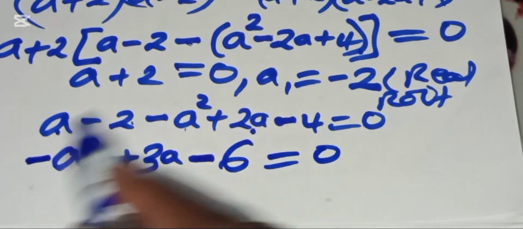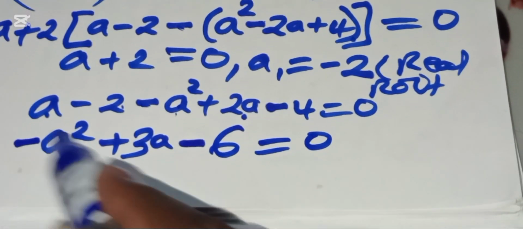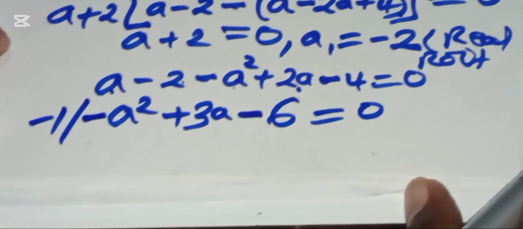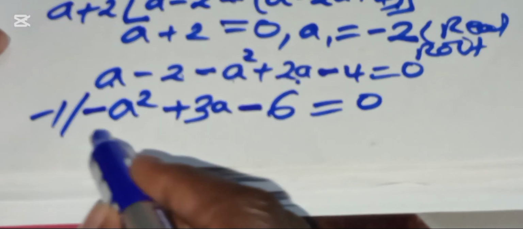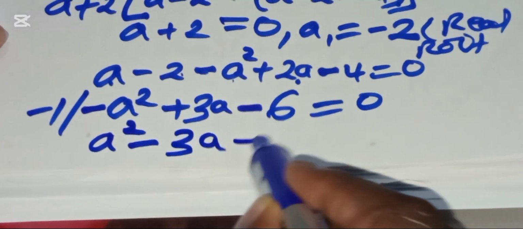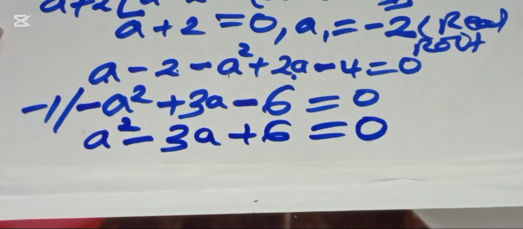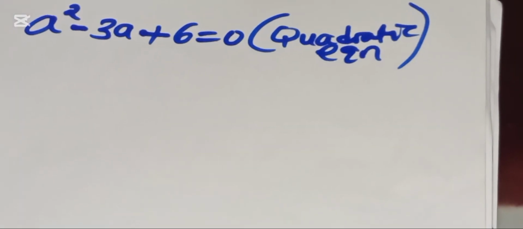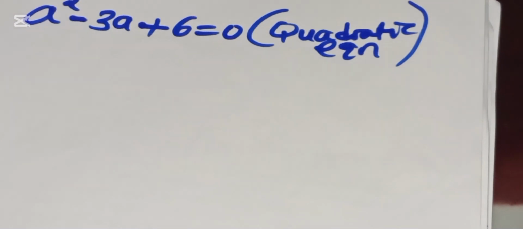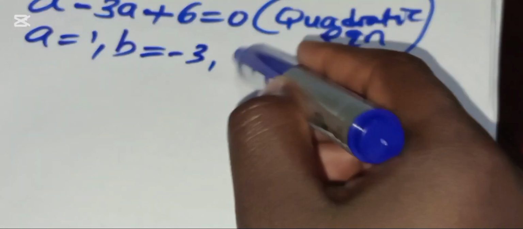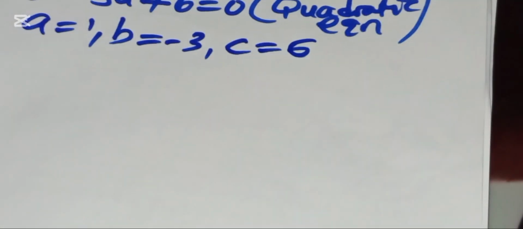And remember, this is negative a, this is negative a squared. So we can multiply both sides by negative 1. Okay, let's multiply both sides by negative 1, so that we'll have a squared subtract 3a plus 6, this is equal to 0, okay? So we have a squared minus 3a plus 6, which is a quadratic equation, with a equal to 1, b equal to negative 3, and c equal to 6, okay?